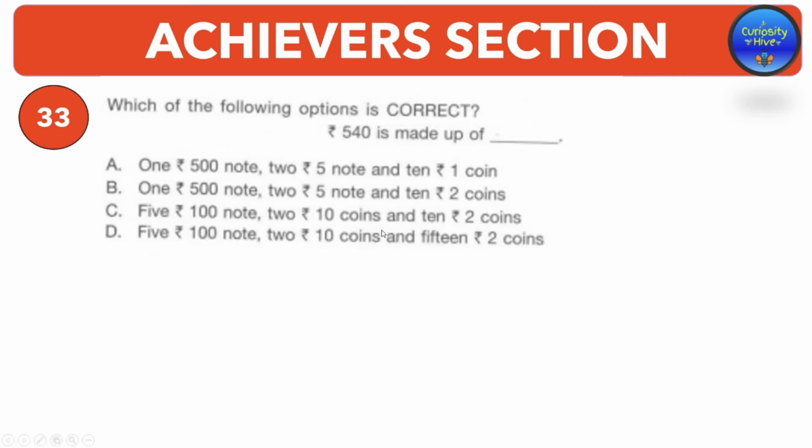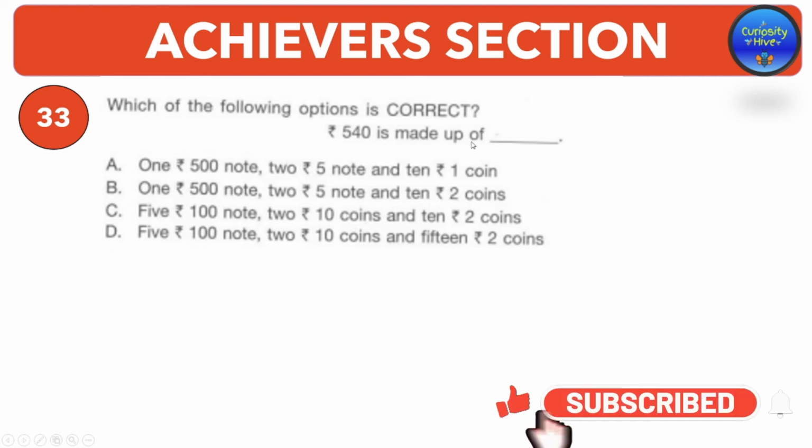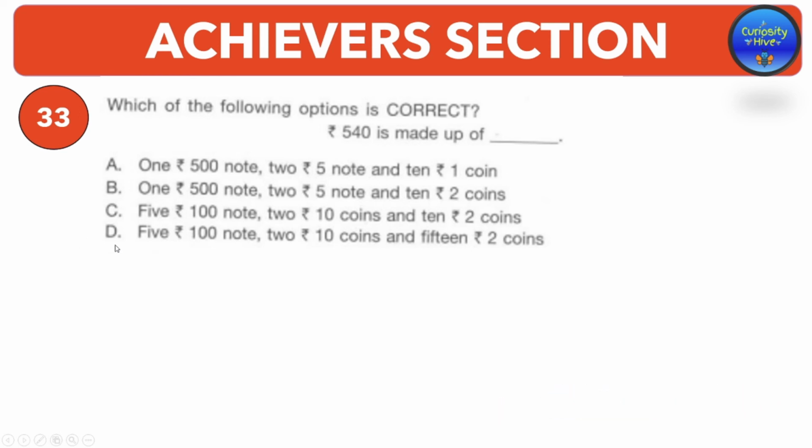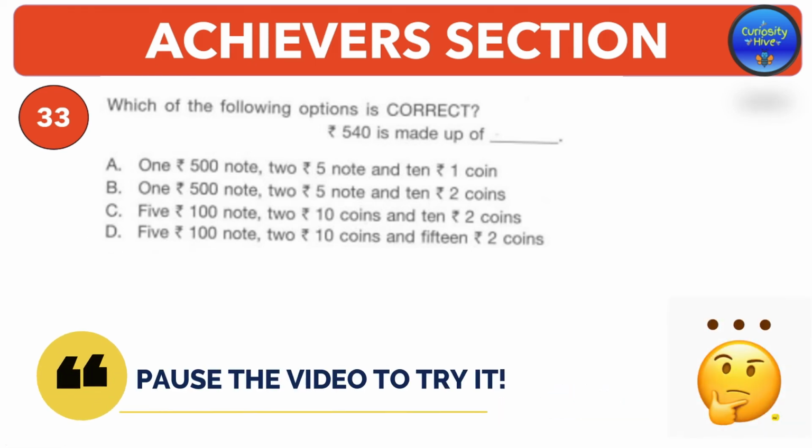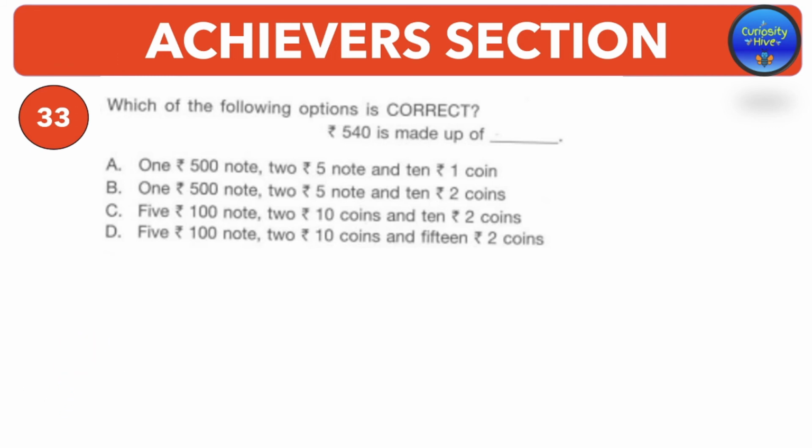Next question. Which of the following options is correct? 540 is made up of what? So these are the denomination split. You have to tell the right answer. Well, I hope you have got it right. Let's match it with me.